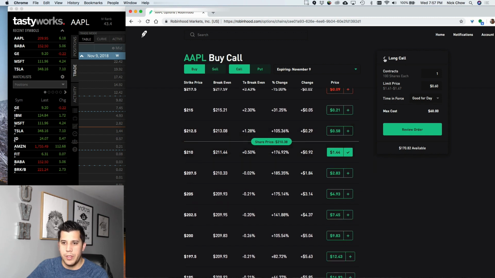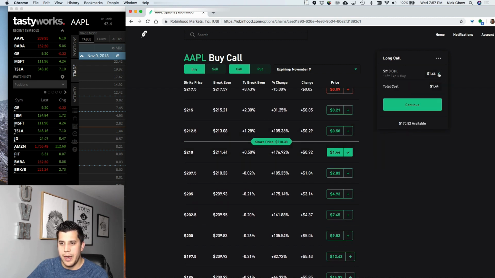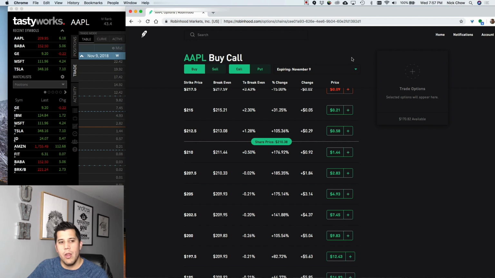So that's just one scenario. That's just buying an option. Now the other one is like spreads. So for an example, I'm going to do a vertical short call spread, which means I'm going to short Apple.